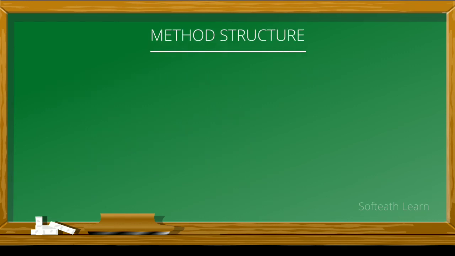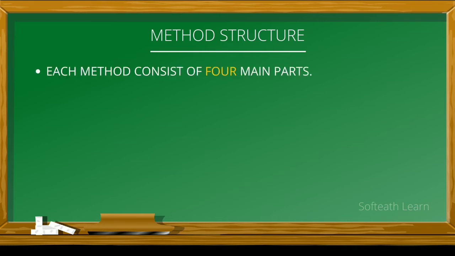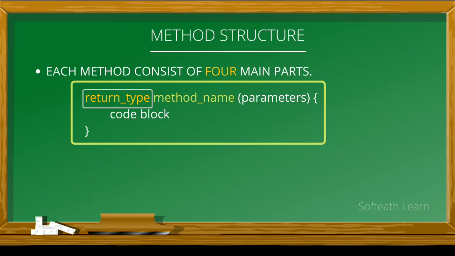Now let's see the method structure in Java. How do we create a method in Java, what is the syntax and how does it look like? First of all, each method consists of 4 main parts. Let me show you. At first, we have the return type. Then we put a space and then the name of the method. Then we put some parameters between the parentheses like this. Parameters are some data that are given to the method and the method uses it inside the code block.